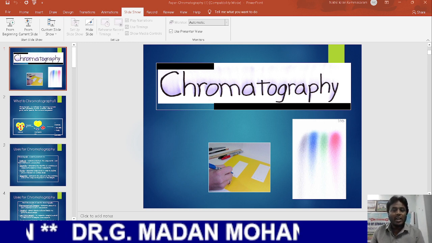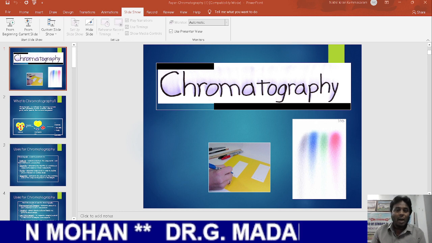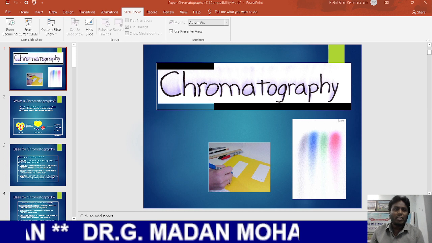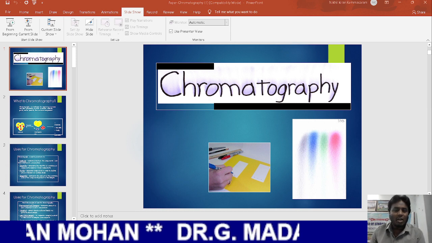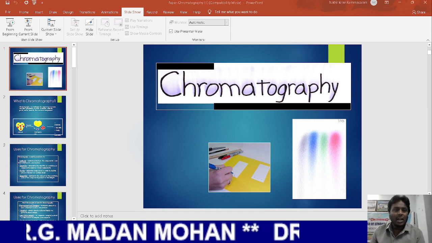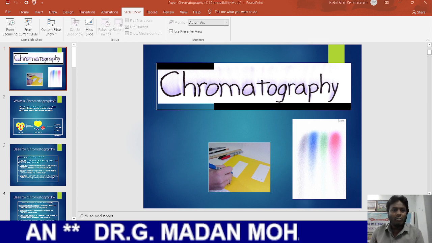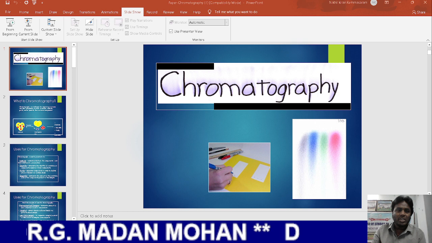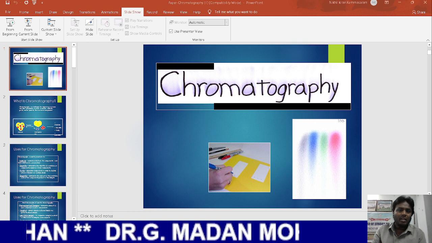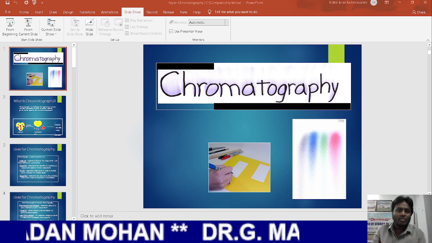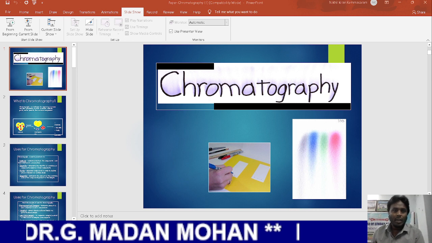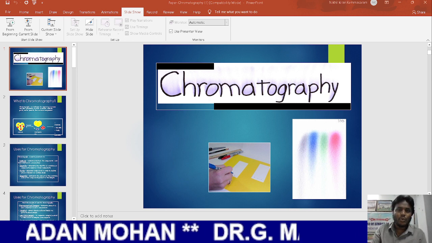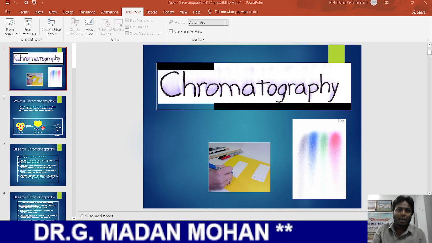Just now I said the types of chromatography, adsorption and partition. Apart from that, there are other classifications based on the use as well as the nature of the mobile phase, like liquid chromatography, gas chromatography, paper chromatography, thin layer chromatography, ion exchange. So there are various classifications of chromatography. Coming to principles, in today's session I will explain in detail about paper chromatography.